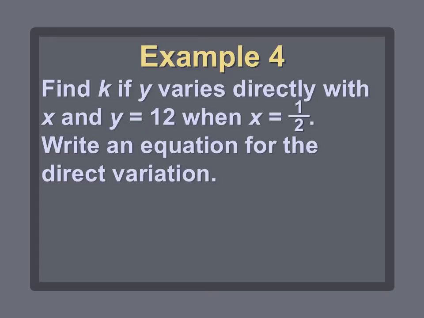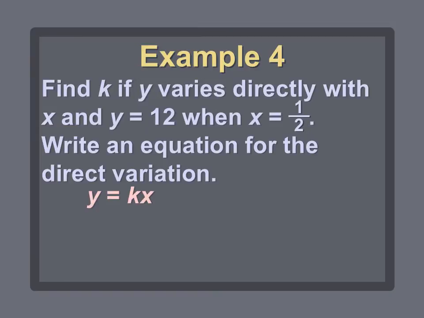So this example says find k. Find k if y varies directly with x and y equals 12 when x equals 1/2. And then write an equation for the direct variation. So this is a 2-part question. Part 1 is find k. Part 2, once we find k, write the equation.